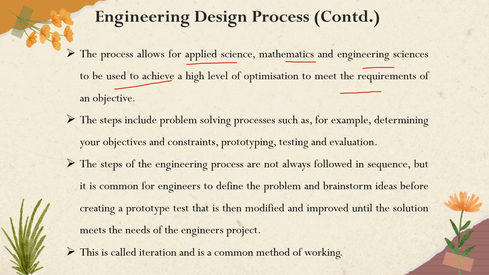Okay. So the steps include problem solving processes, for example, determining the objectives and at the same time the constraints. Say for example, the objective is to develop a smartwatch. So what are the constraints? Okay. First thing is, while you are wearing it, it should be able to sense things. So it should be quick to sense the changes.